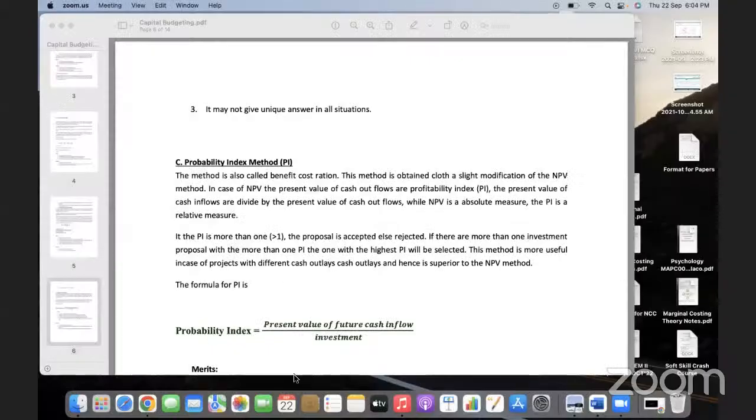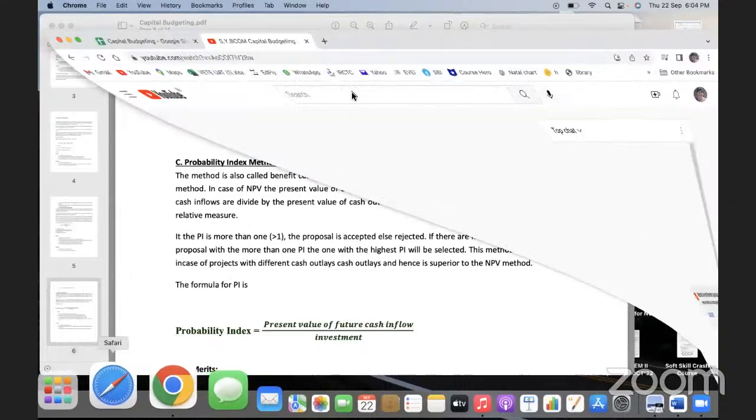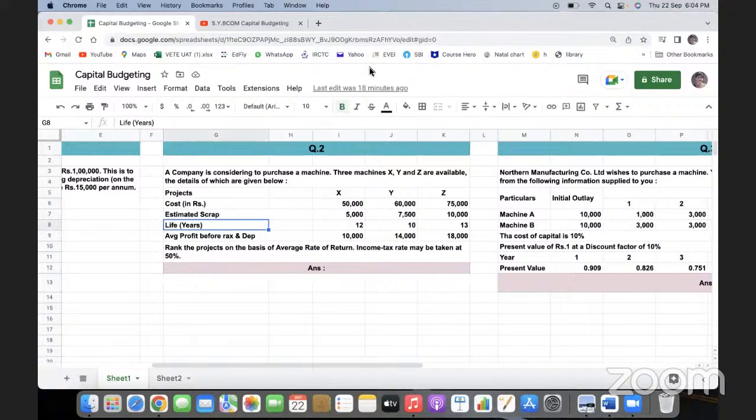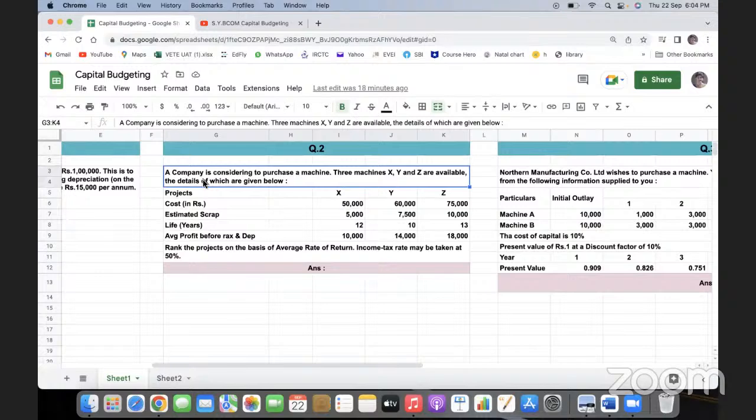Okay, let's start. So this is our question number 1 for the day. That is, in reality, it is question number 2 for you all. So what does it say? A company is considering purchasing a machine. 3 machines X, Y, Z are available, the details of which are given below.